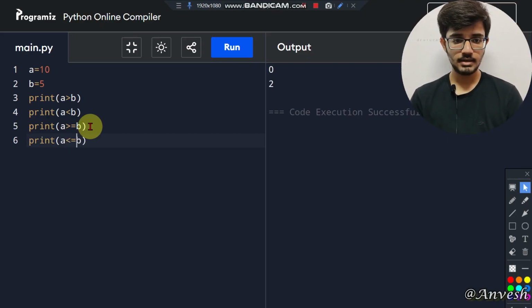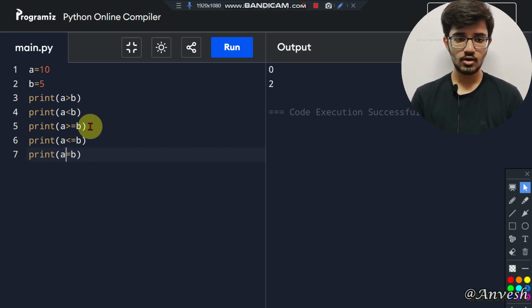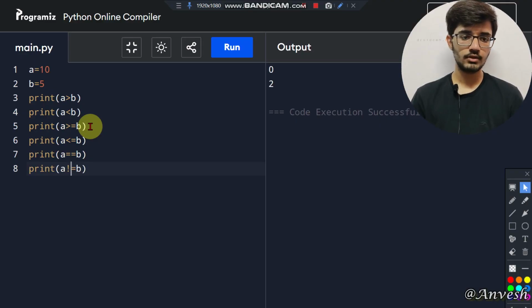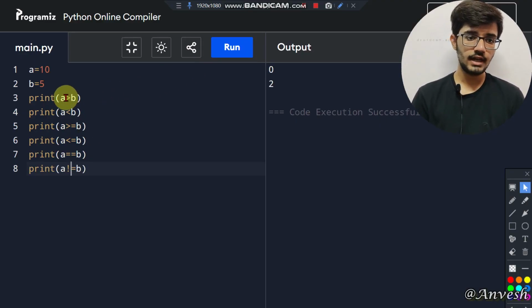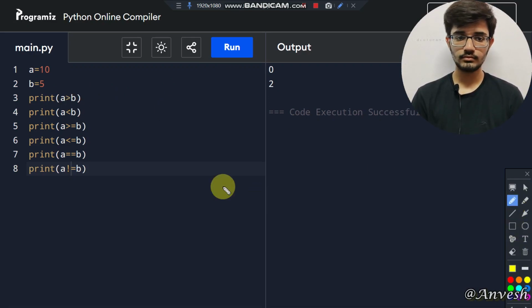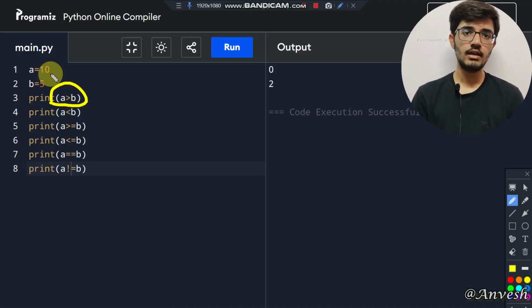And A less than B. So now let us see, is A equals to B or not? And also, is A not equals to B or not? Now let us see, if A is greater than B, it must become true as output here. To check that, yes, the value of 10 is greater than 5, so we must get the output as true here.